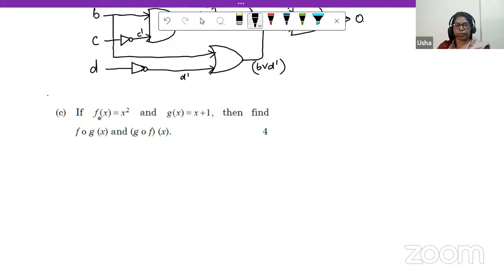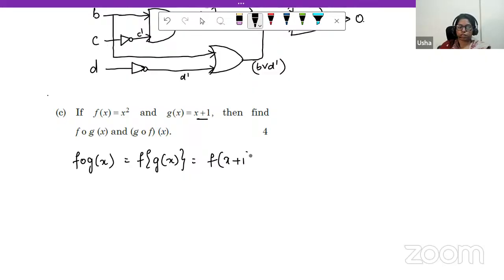This is functions. Here f of x is x squared, g of x is x plus 1. Find f of g of x and g of f of x. For this, first find f of g of x. First apply g of x. g of x is x plus 1. In place of g of x, you write this x plus 1. Now, you have to apply the f definition. What is the f definition? Whatever is there in the bracket, you are squaring it. So whatever is there here in the bracket, you are squaring it. That's all. This is f of g of x.